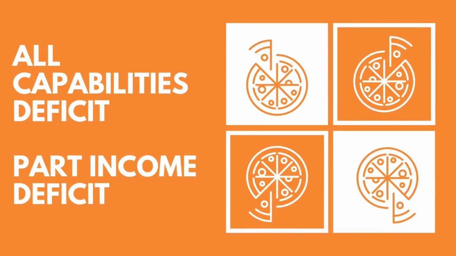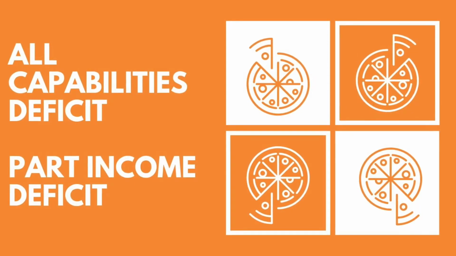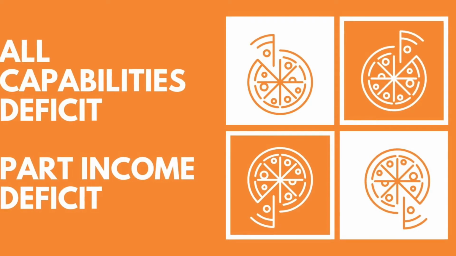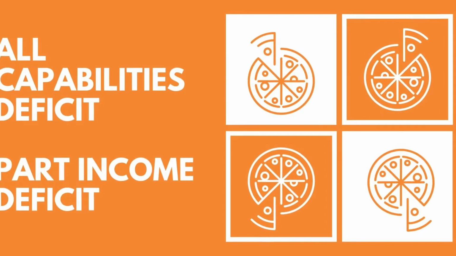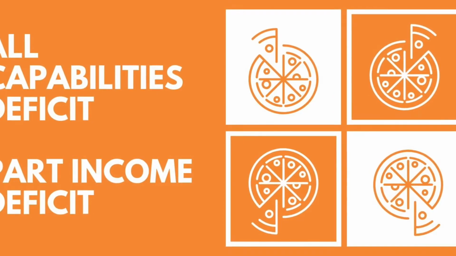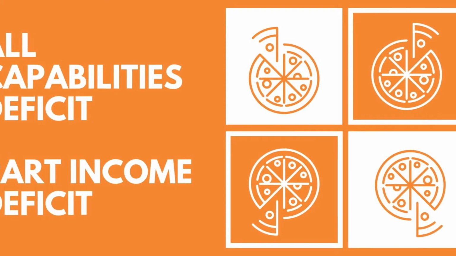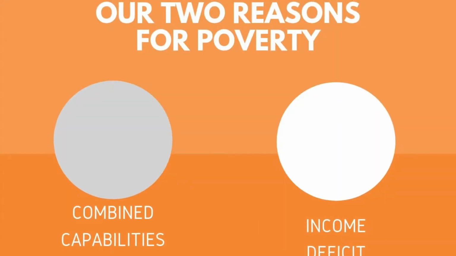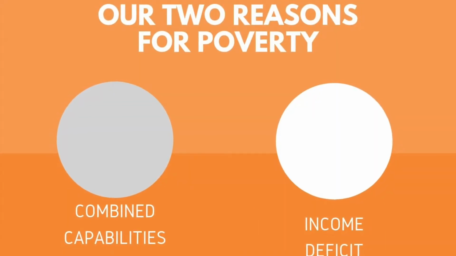To explain this, we thought of a pizza. When a family orders pizza, one person may want a pepperoni pizza and another one may want a pepperoni and sausage pizza. The way they would usually compromise and order is this: one large pizza, all pepperoni, part sausage. That is how we are looking at poverty. All combined capabilities deficit, part income deficit.